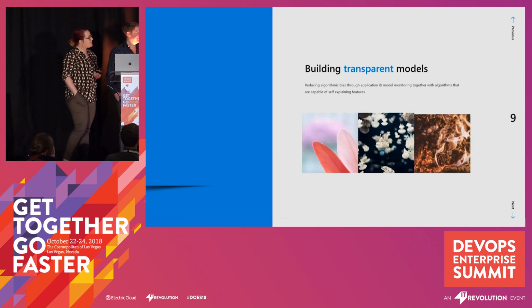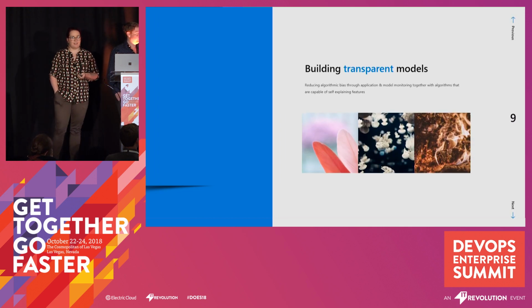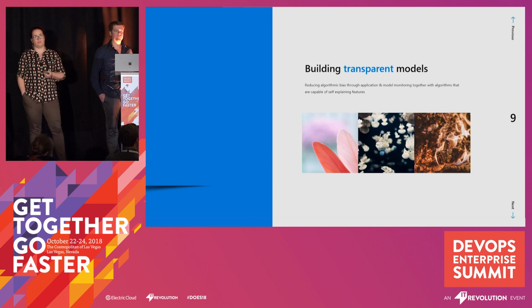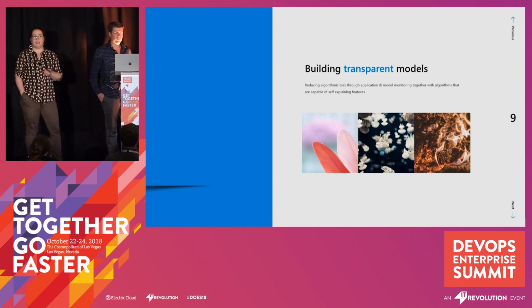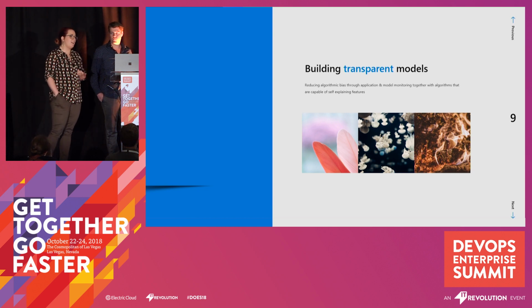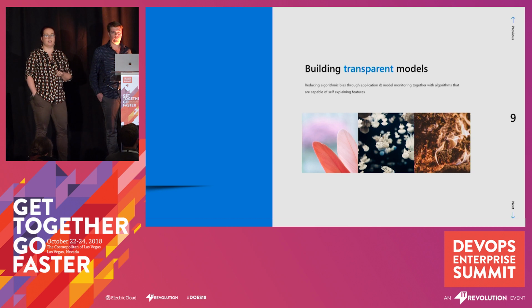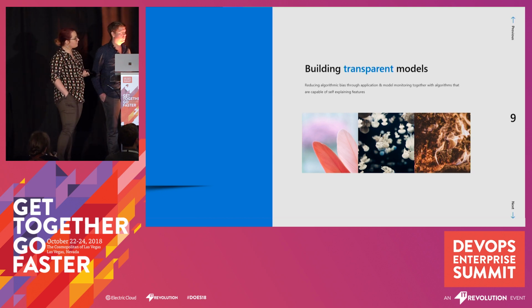Okay, and then building transparent models. You want to know what your model is doing, and you want to know if there's an algorithmic bias in there. Algorithmic bias is when your data set is skewed to one side and there's no equal distribution to it.